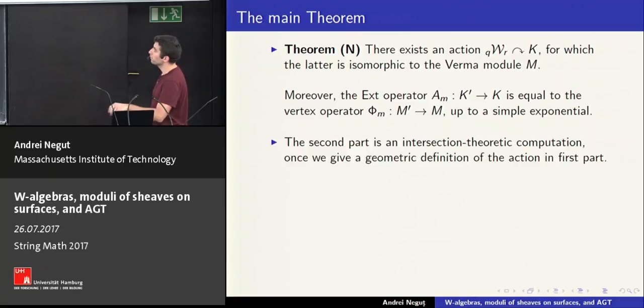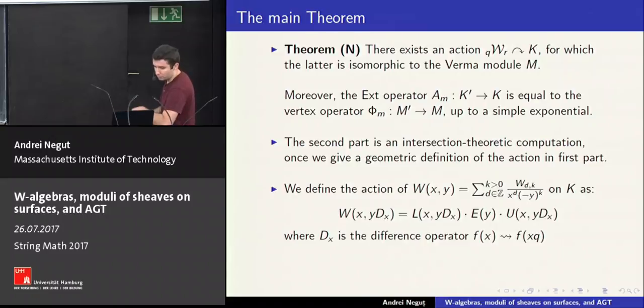and this is one of the upshots of this theorem. In terms of proof, I will not be giving a proof of this, unfortunately or fortunately. A part about the x operator is a computation in intersection theory. So it's a geometric computation. But to be able to cast it as a geometric computation, you have to give a geometric definition of the first part. So you have to give a geometric definition of the W-algebra action on K-theory. And this is what I would like to give now.